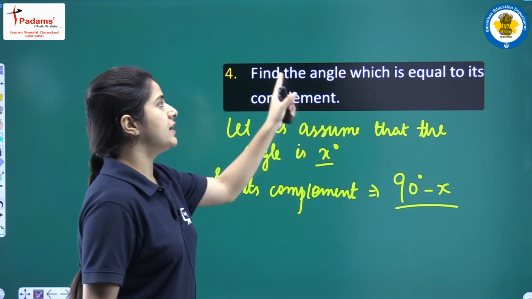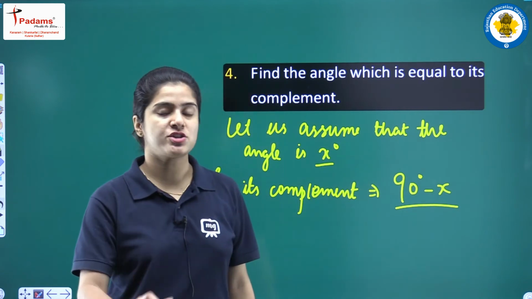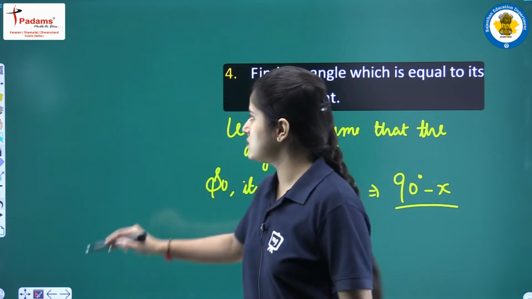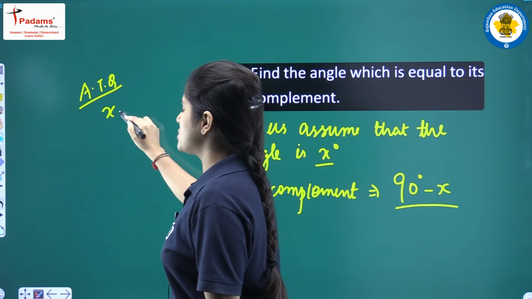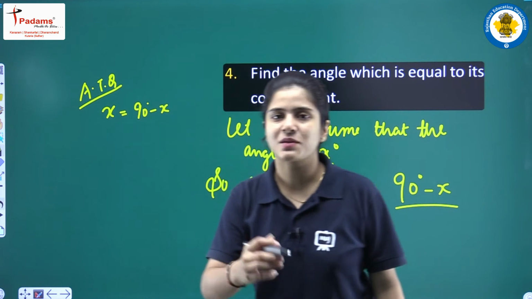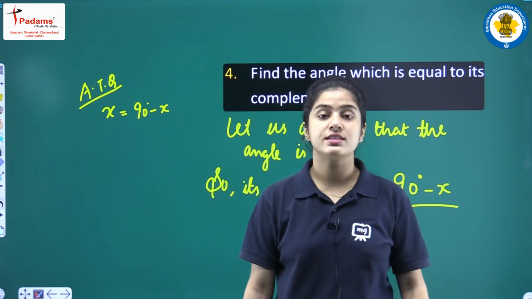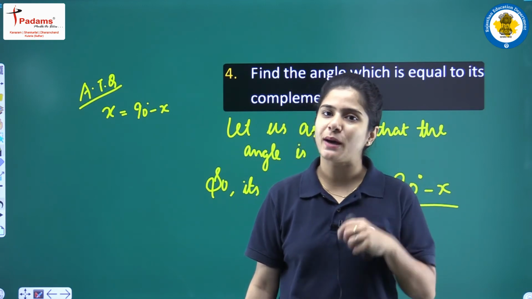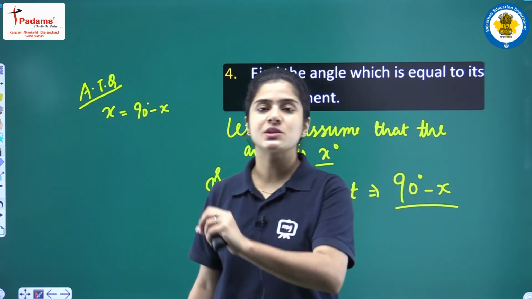And what is the condition? You have to find out the angle which is equal to its complement. So according to the question, this angle and its complement should be equal to each other. So this x degree is equal to 90 degrees minus x. This is the required condition students, and by this condition you will find out the angle. Have a look students, 90 degrees minus x is equal to x, right.